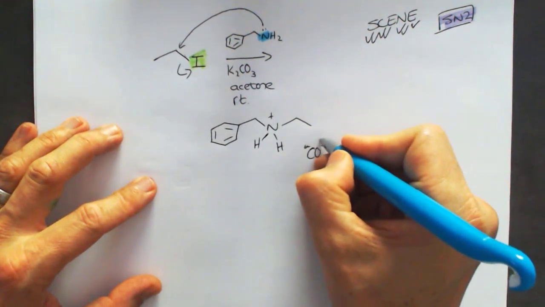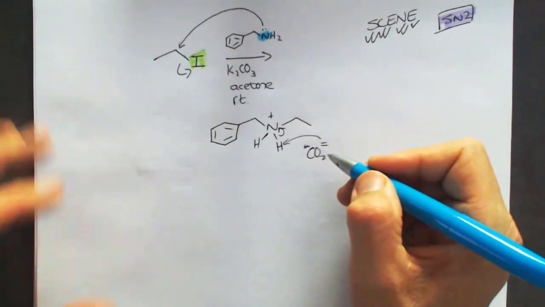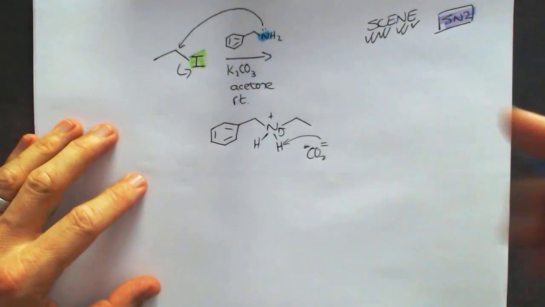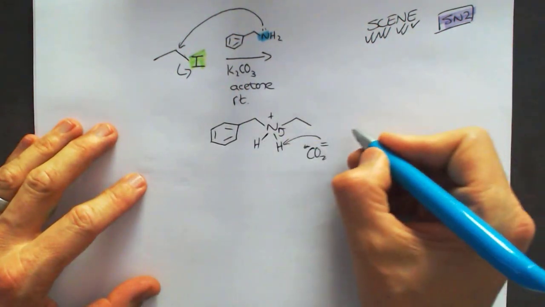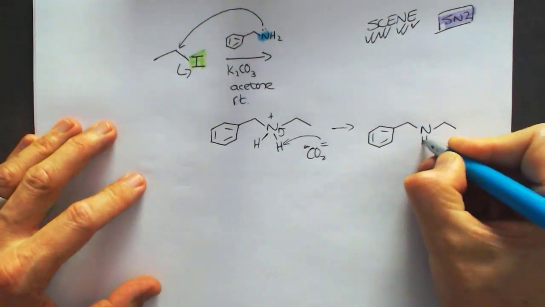So one of those can pick up a proton like that, and we form the hydrogen carbonate. It can decompose again, the second time gives you carbon dioxide. And what we get is this product over here.